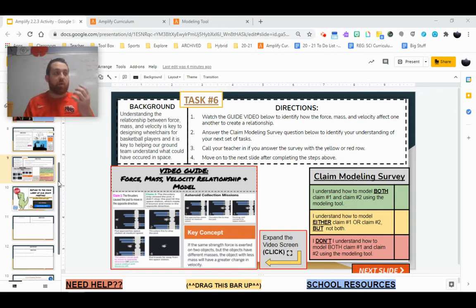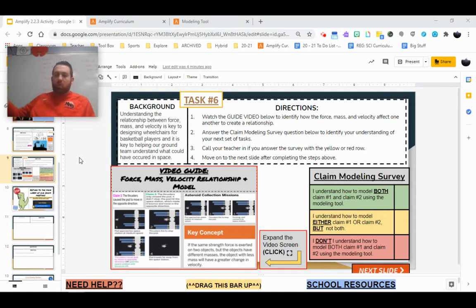Now, whether we're talking about the wheelchairs for our basketball players or the space pod with our ground team, these three things affect one another and create what's considered a proportional relationship. And all that means is when one of these three changes, it's going to affect how the other two work, or vice versa. So let's look at that together.